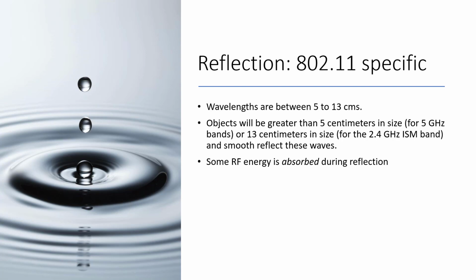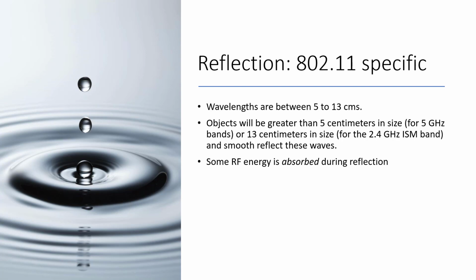and if the object is smooth, will basically reflect the waves. For example, on a 5 GHz spectrum, anything which is more than 5 centimeters will typically reflect. In a 2.4 GHz spectrum, anything bigger than 13 centimeters in size and smooth will just reflect. So a door seems to be smooth and is definitely bigger than 13 centimeters. That's going to reflect the wireless spectrum. Tables are bigger than 13 centimeters and smooth as well, so they are going to reflect.